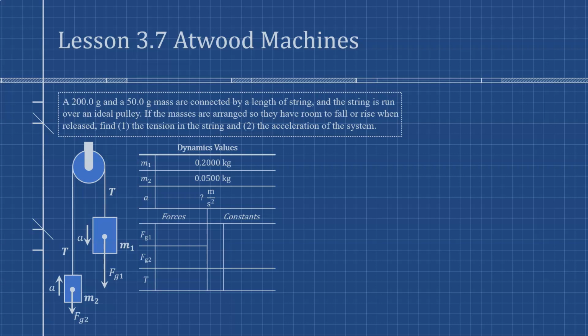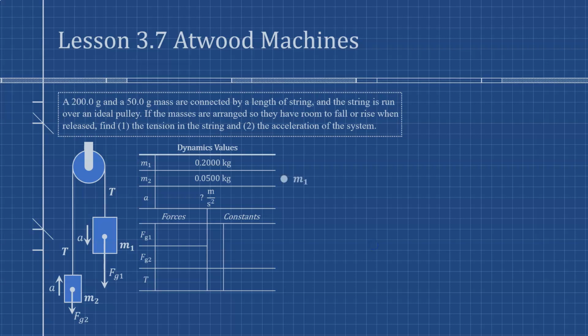And here's the thing. In an Atwood machine, you may be tempted to try to combine the forces acting on both masses into one free body diagram, but it doesn't work that way. Free body diagrams are only able to analyze one object at a time. So we're going to need separate free body diagrams for M1 and M2. And we're going to see that some of the values in these free body diagrams seem like they would be obvious, but they're not necessarily. All right, so let's take a look.